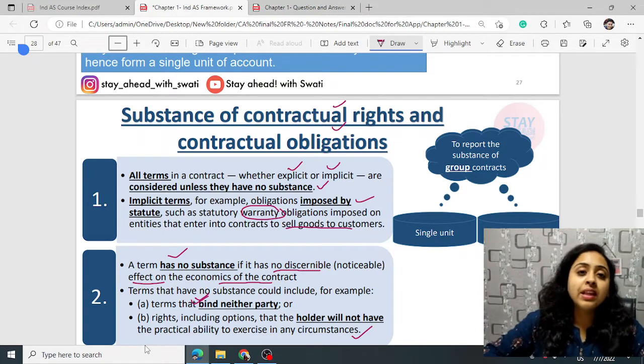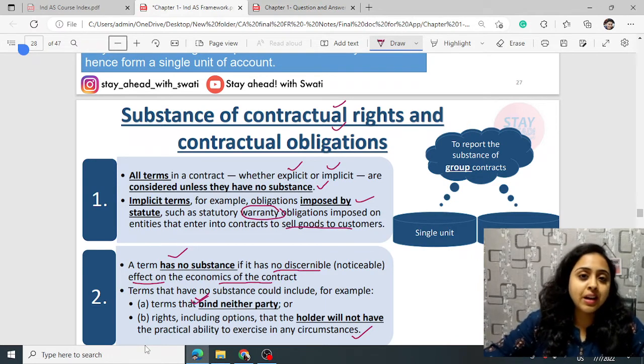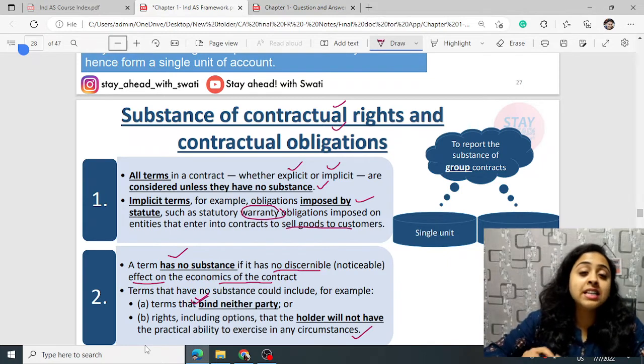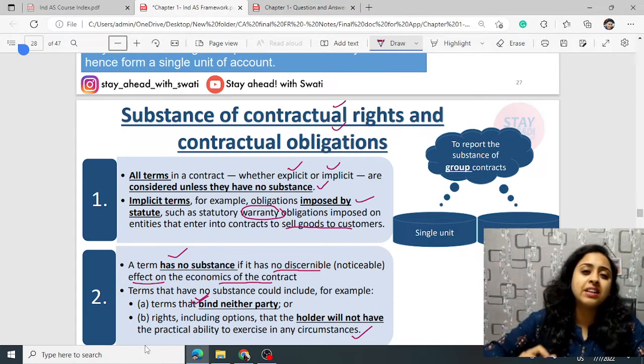This means what? That it is not imposing any sort of obligation on any of the parties. It is not putting any sort of obligation on either party. Both are free. There are options and not obligations. They can avoid such transactions, such payments, or whatever the condition is. It is optional. It is not binding or enforcing on any party, or it is a right that the holder will never encash.